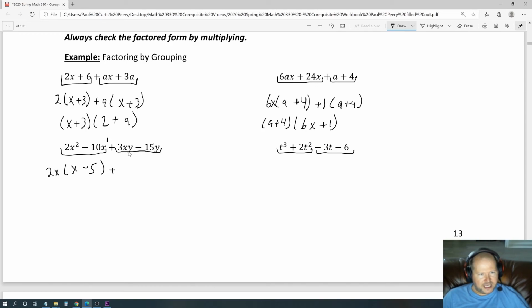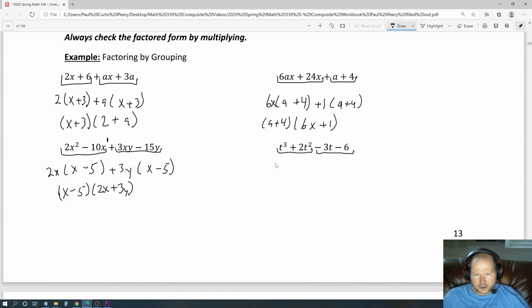Plus, we have 3xy minus 15y. We can factor a 3 out of a 3 and a 15. We have an xy and a y. We can factor a y out of both of those. And that leaves me the x minus 5, right? Because negative 15y divided by positive 3y is a negative 5. So that leaves me the x minus 5 multiplied by the 2x plus 3y.